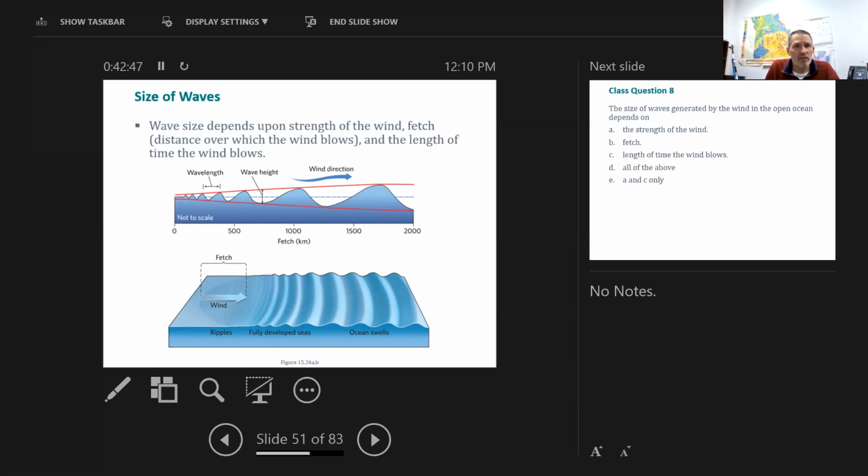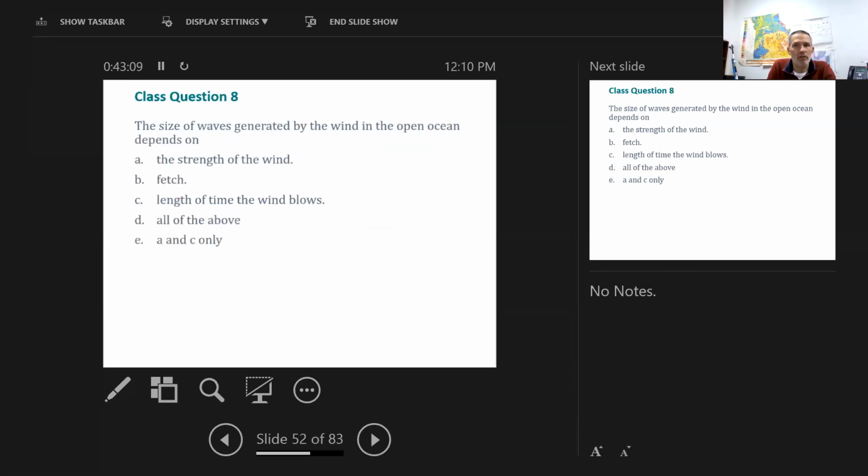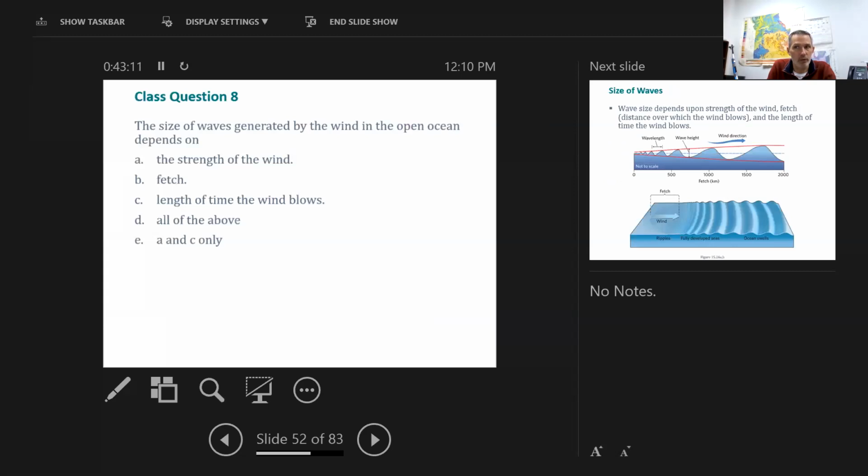The fetch is the distance over which the winds are blowing. So if you have bigger bodies of water, you're going to have longer stretches that energy can build up. And then the length of time that the wind is blowing. If the wind is blowing for just a short period of time, it's going to create smaller waves, longer periods of time, longer waves. So there's 3 different factors which are going to influence the size of the waves: the strength of the wind, the fetch, and the length of time that the winds are blowing.